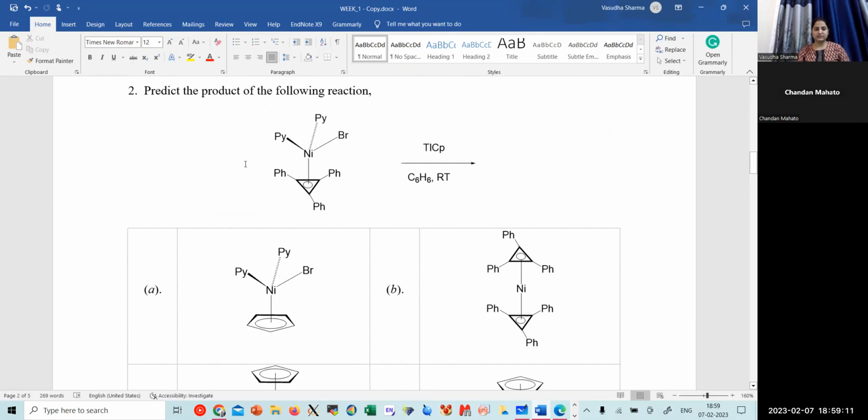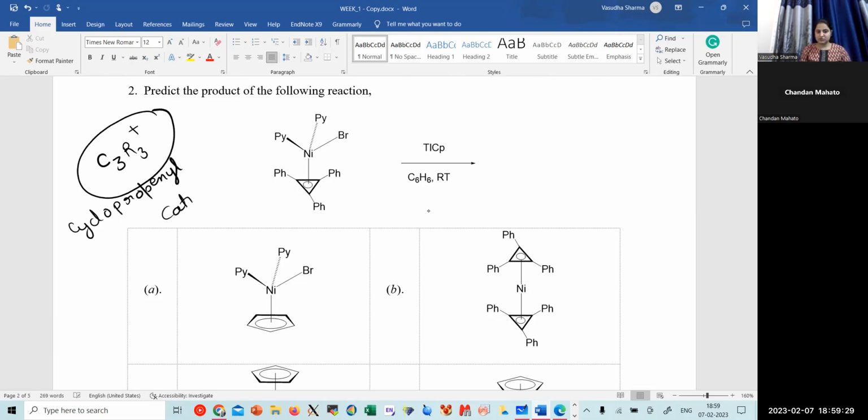Now the second question says, this is the complex that has been given, nickel, which is having a C3R3 kind of system. So in the same lecture series, we have the C3R3 cyclopropenyl cation. It is called cyclopropenyl cation. This also acts as a ligand, where it is binding with the nickel, and other ligands are pyridine and bromide.